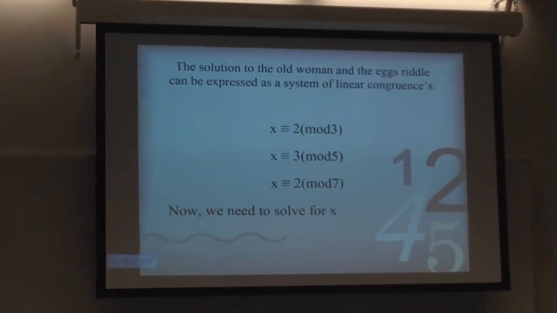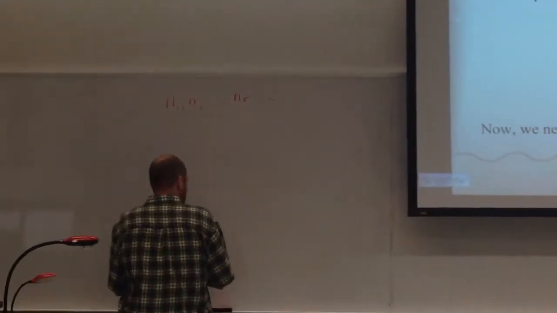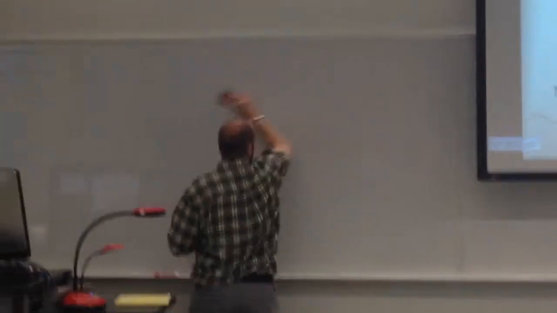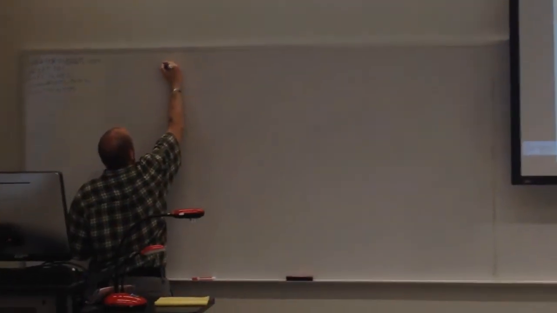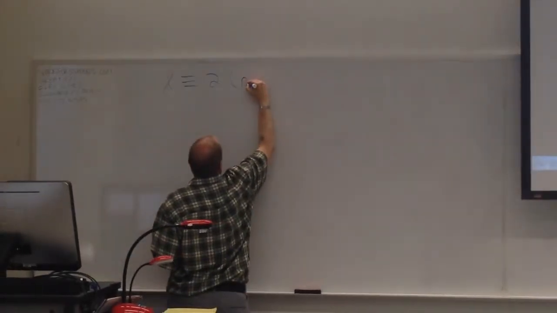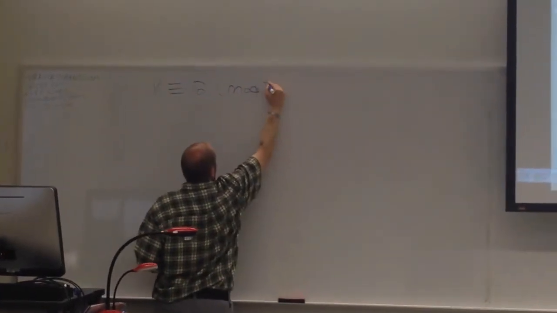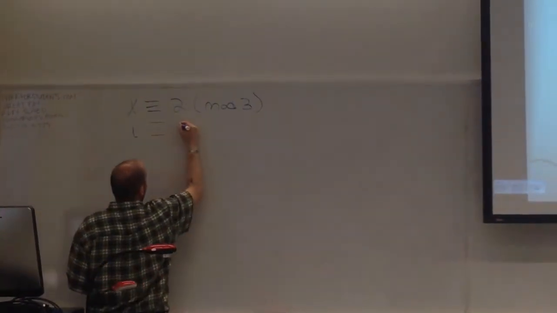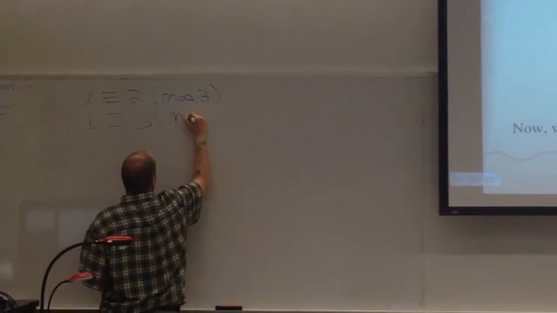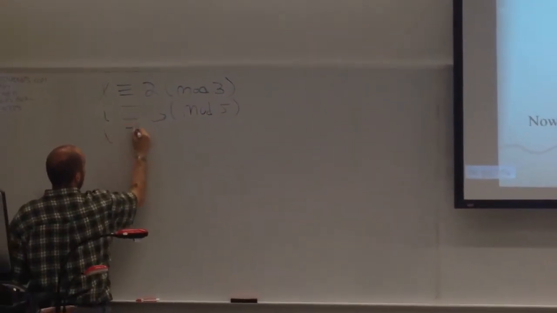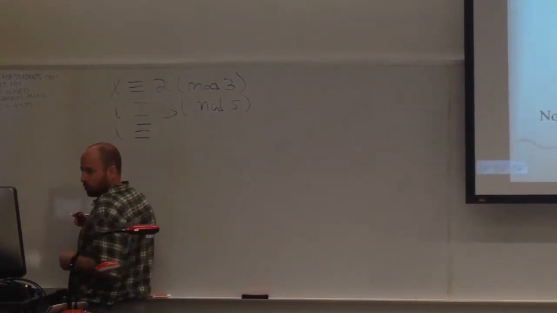So let me write this out real quick. I'm going to write my system over here just so we can recall. We have x is congruent to 2 mod 3, x is congruent to, I believe it was, 3 mod 5, and x is congruent to 2 mod 7.